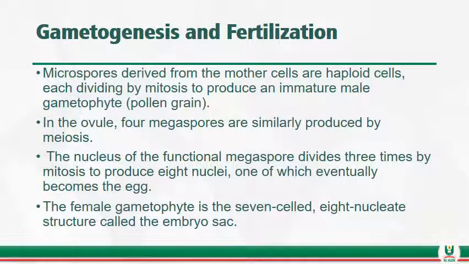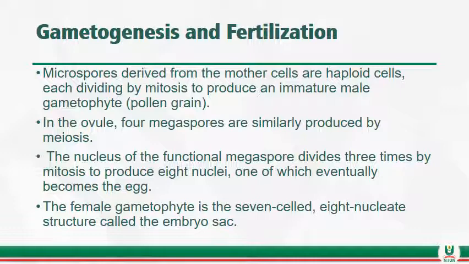Still talking gametogenesis and fertilization, the microspore, like we said, is derived from the mother cells that are haploid. They are just N. Okay? And by dividing, by mitosis, when mitosis occurs, then they now produce the male gametes or gametophyte, which is the pollen grain. That is the male. Okay, and in the case of the female part in the ovule, 4 megaspores are formed. 4 megaspores are formed by the process of meiosis.